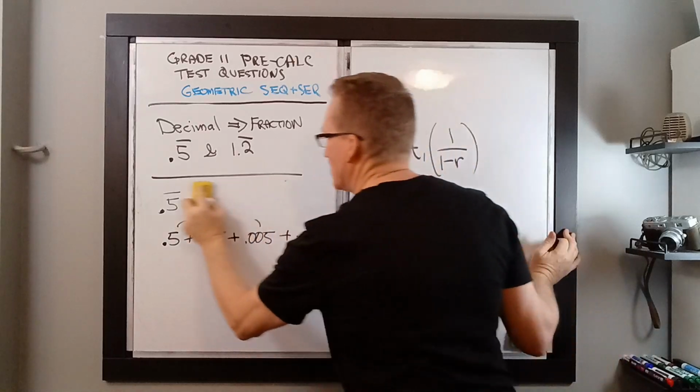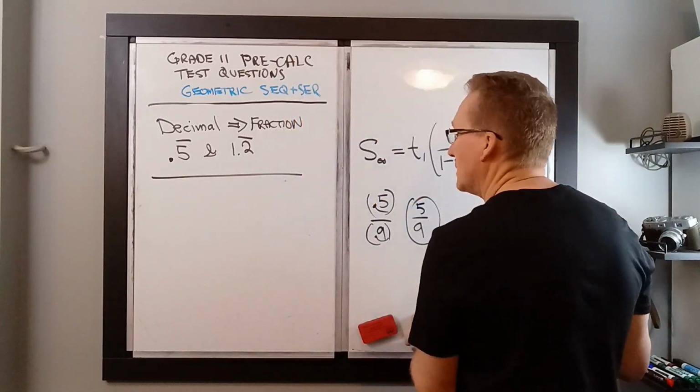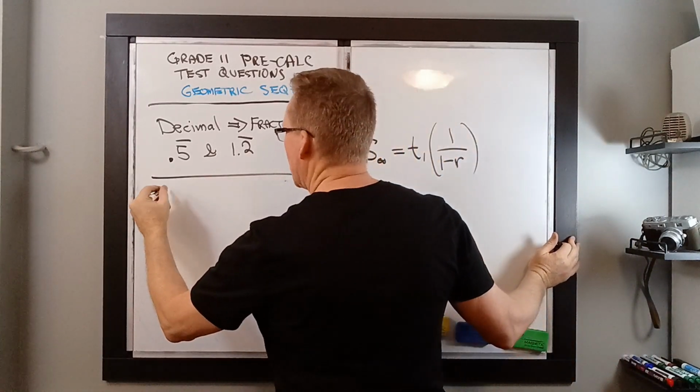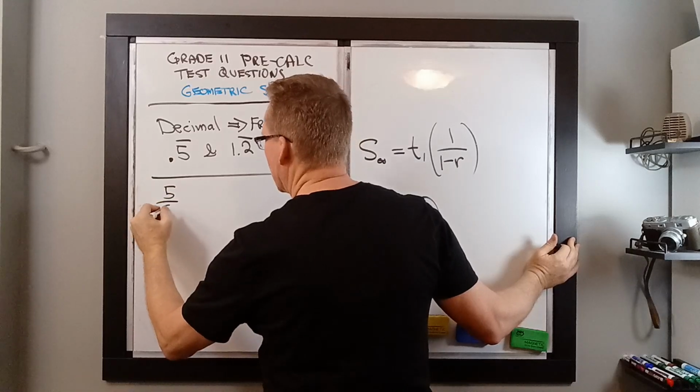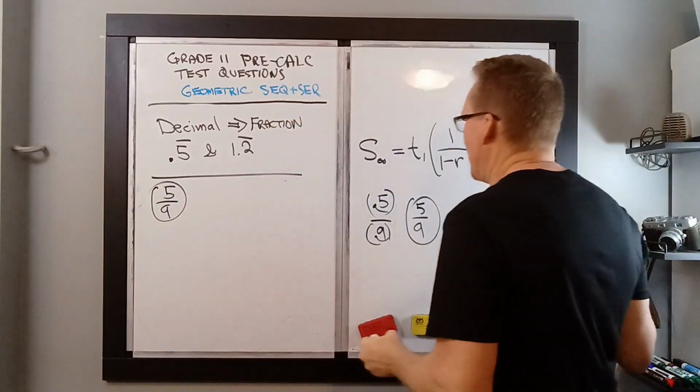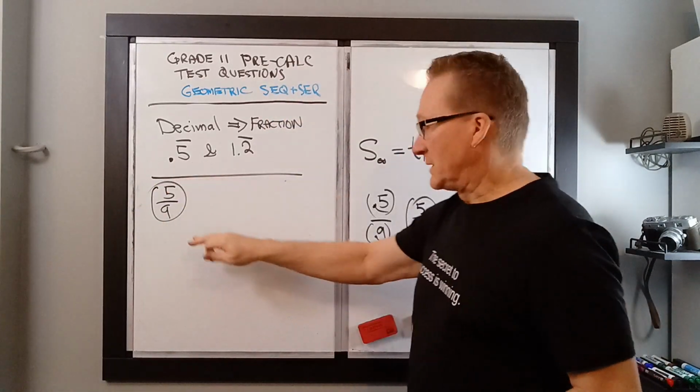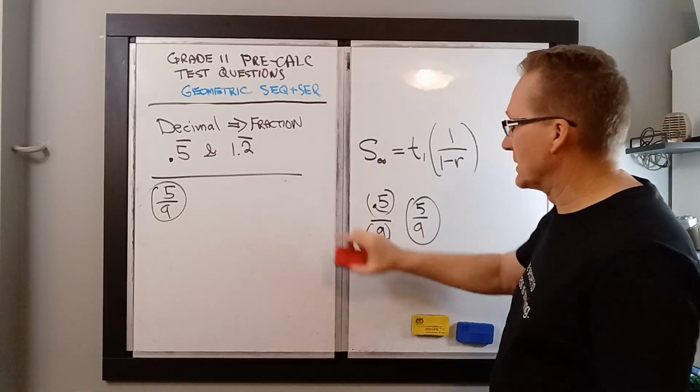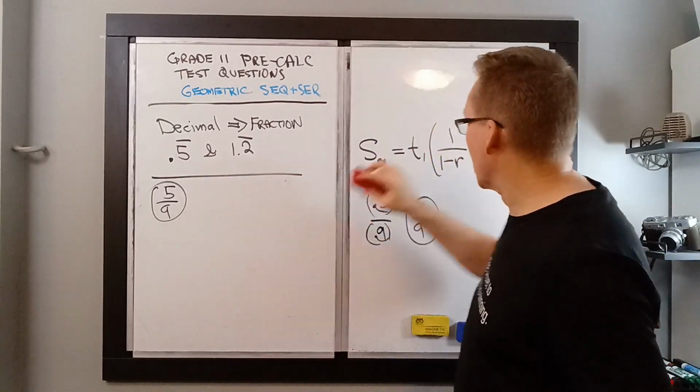Give me some space here. I'll write that down for the first one here. So the answer here for this first one would be 5/9. You probably knew that anyway, but this is actually a way that we calculated it. Now let's look at the second one, a little bit more complicated.